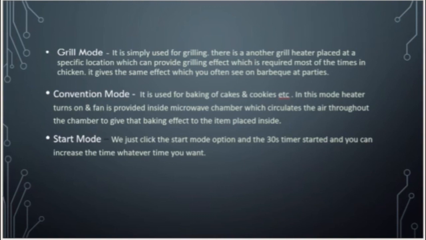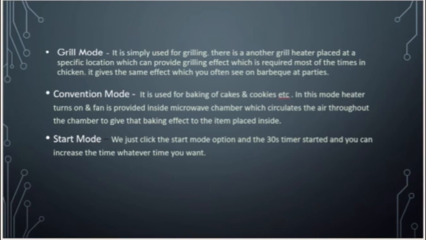And the other mode that we use a microwave oven for is the convection mode, which is used for baking cakes and cookies. In this mode, the heater is on and the fan provided inside the microwave oven circulates air throughout the chamber and it gives a baking effect to the food placed inside it.